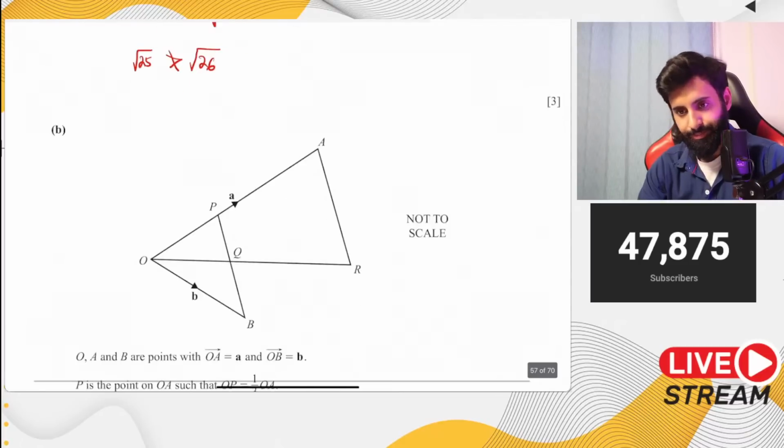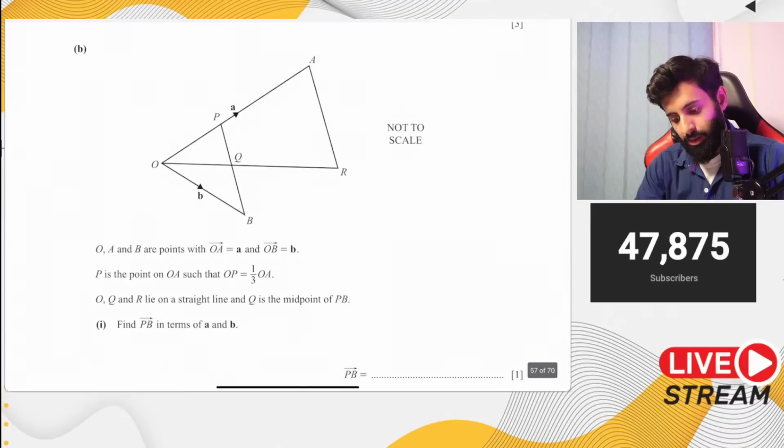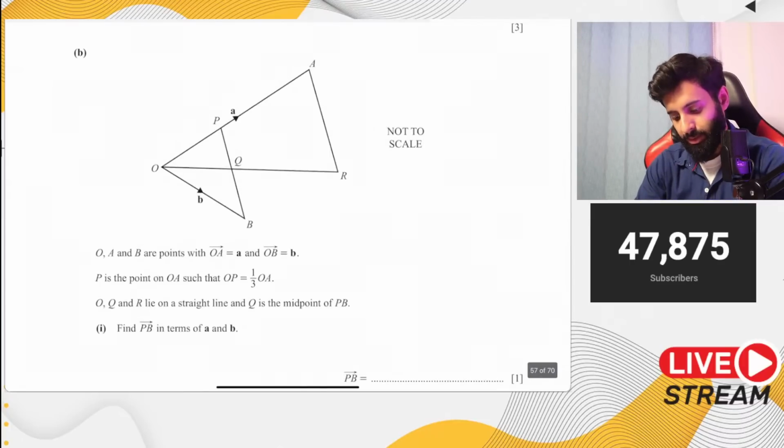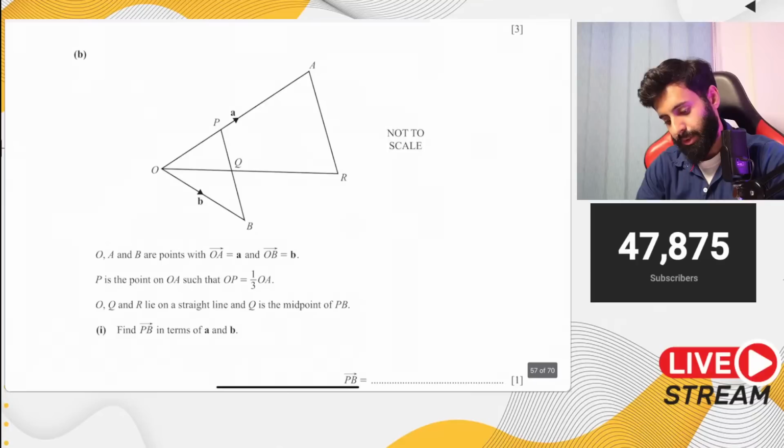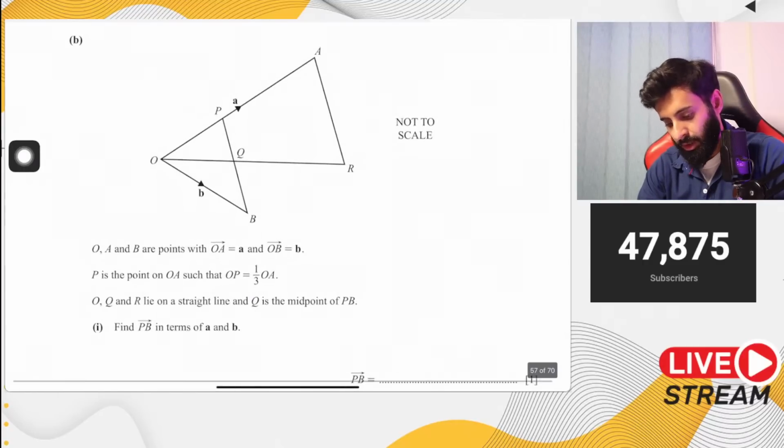Now here's part B. Part B says O, A and B are points with OA equals A and OB equals B. P is the point on OA such that OP is equal to 1/3 of OA. All right, so let's write that down. OP is equal to 1/3 of A.